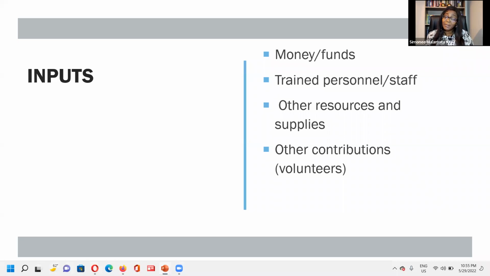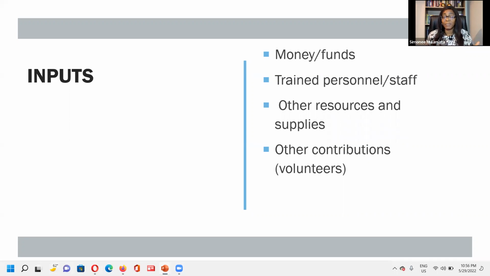It can be money, the funds that come from the donors. It could be trained personnel, or training personnel and staff. It could be other resources and supplies that you need to execute whatever program you have. And it could be other contributions, like giving funds for volunteers or coming up with processes where you can involve volunteers as well. Inputs can be anything that you need in order to enhance a process in your monitoring and evaluation process.